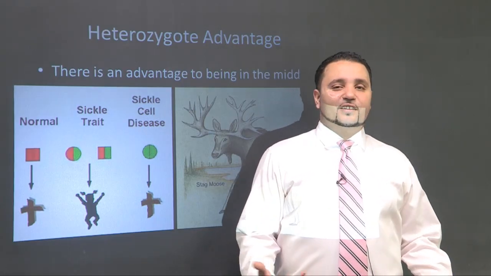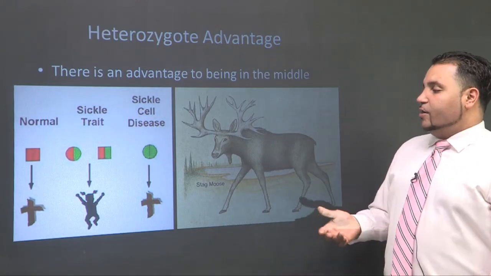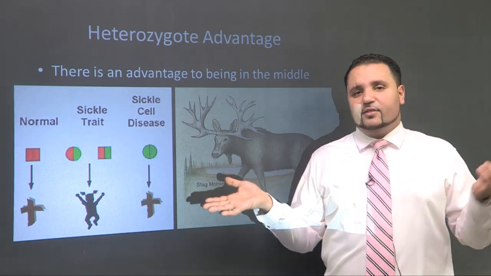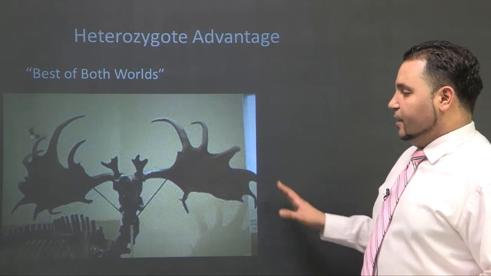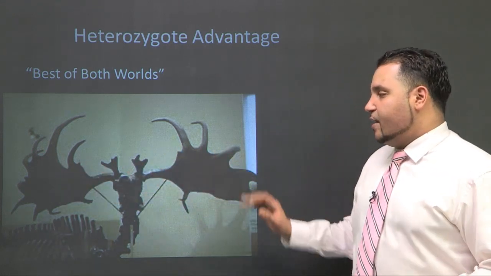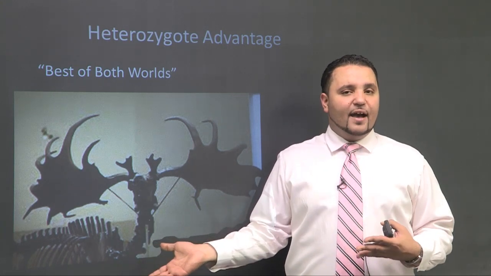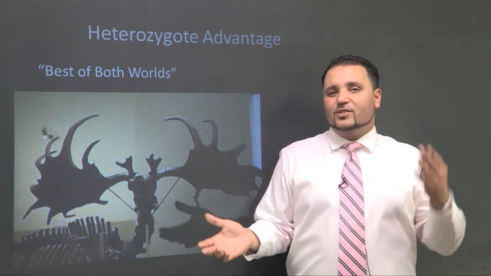You're a heterozygote. Take for example this moose. Okay, at one time, now I tried to get a really old picture of the moose, they used to have really big antlers. So I found this fossil over here. These huge antlers represent the heterozygote advantage. And the reason why is because at one time, this was a good thing to have. But after a while, it wasn't. Why? Because you get neck problems.